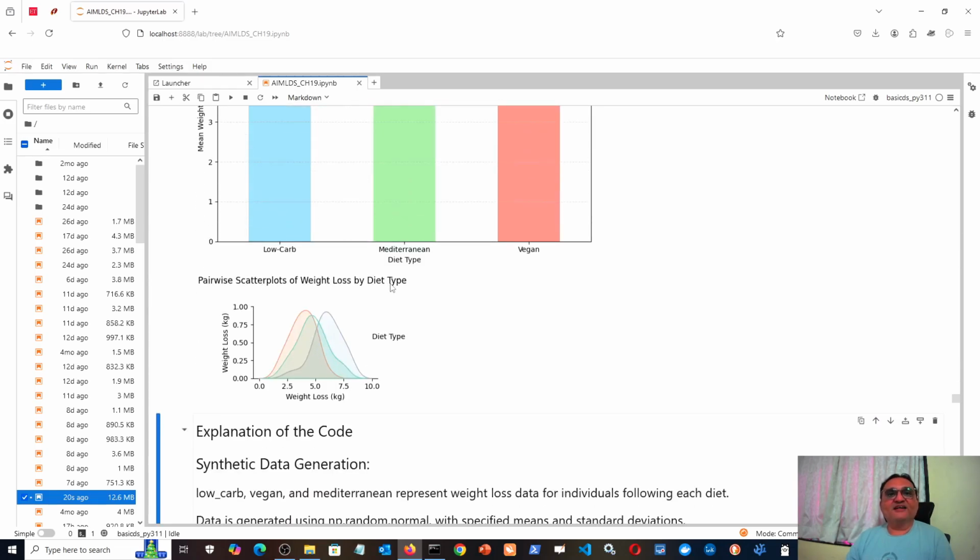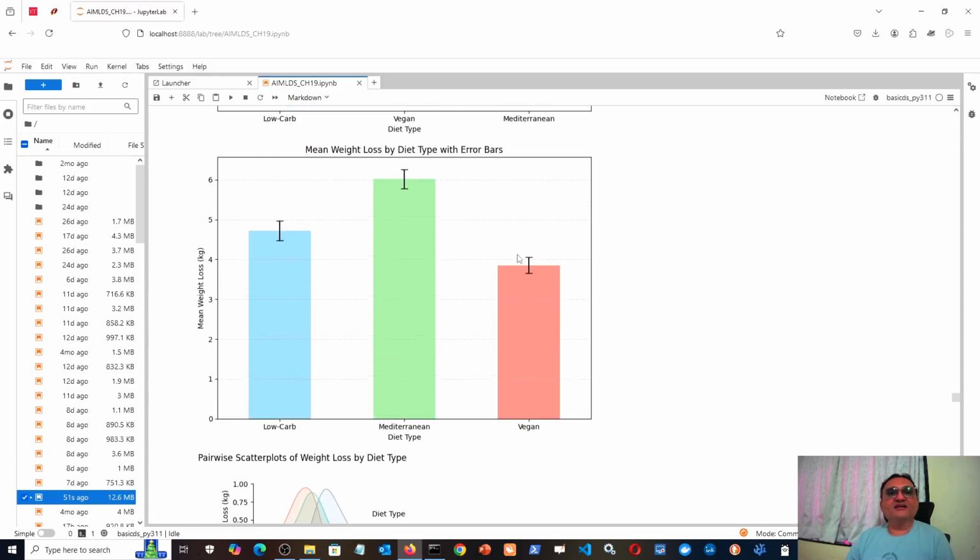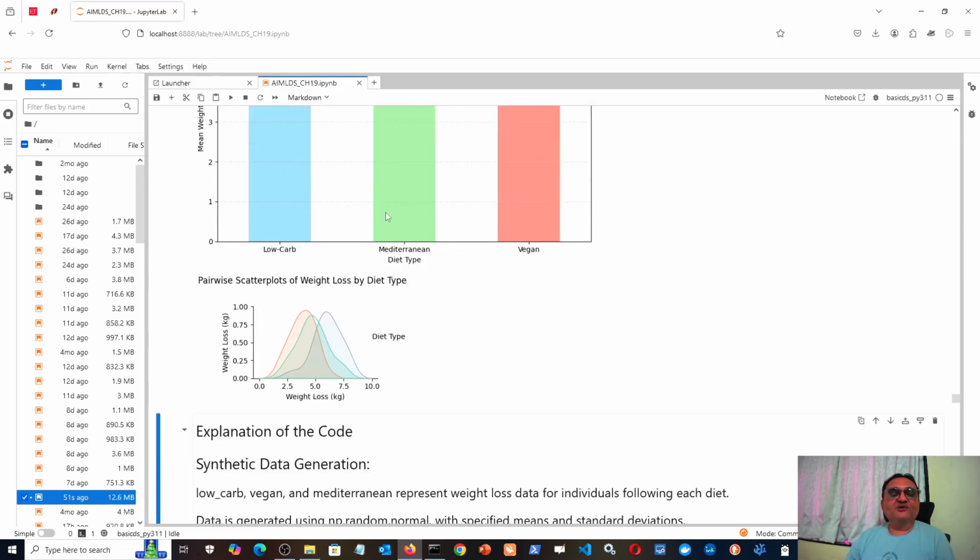And this is that pairwise scatter plot for different diet types. So it is weight loss versus weight loss. That is what I said: if it is the same parameter versus the same parameter, then the scatter plot turns out to be just a distribution plot. So the red color here is the vegan diet, and therefore its median will be less. If I draw a vertical line from the peak somewhere here, then its median will be at less than 4, okay?